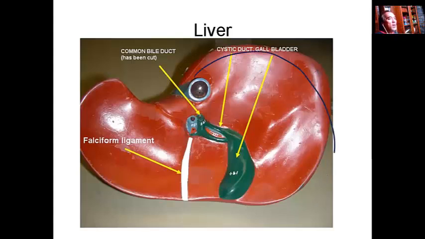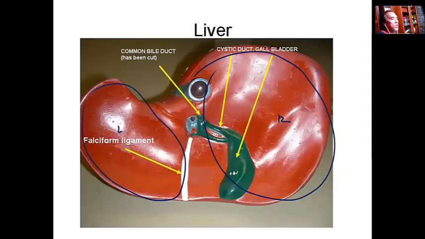The right lobe, the left lobe, and then this one is called the caudate, and this is the quadrate. Remember, quadrate is square looking. Okay, and this separates the left and the other lobes. That's going to be the falciform ligament.